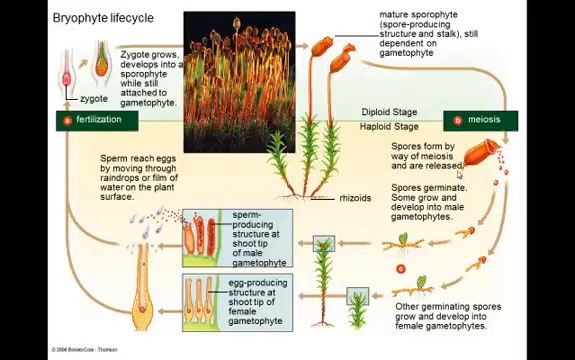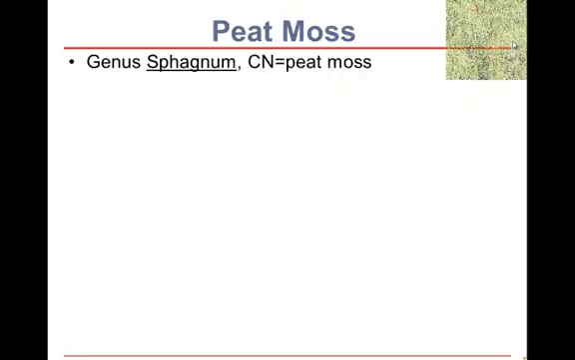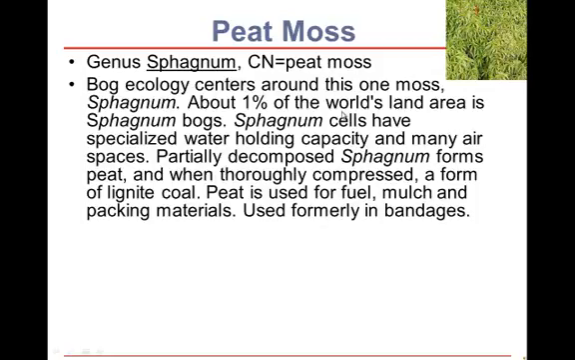Now, this particular unit is all about names and features. So we've been talking about features of the bryophyte, so you have to know that name. But we also want you to know a representative genus. And the genus is the genus of the moss called peat moss. And the genus is Sphagnum. The common name is peat moss. So when you see the letters CN, it usually means common name here.